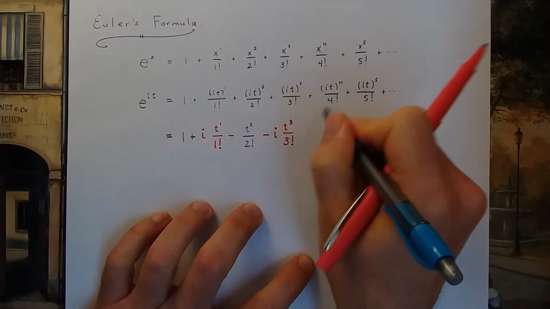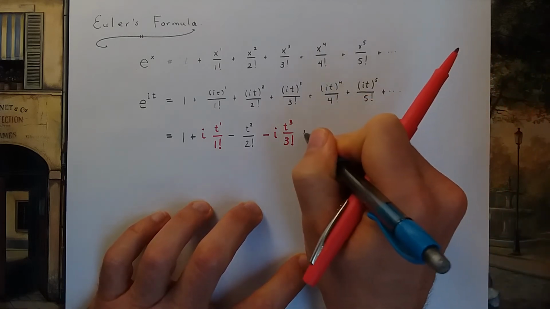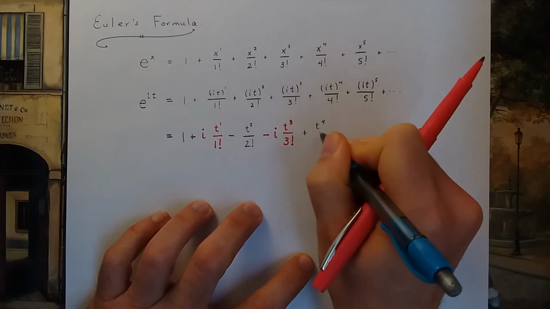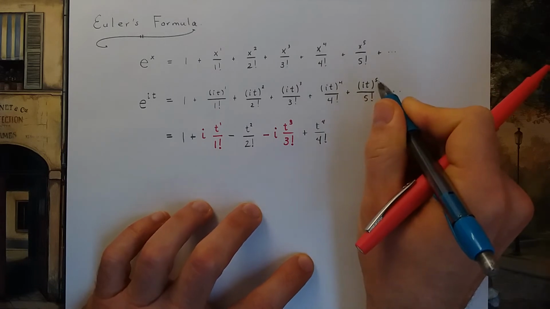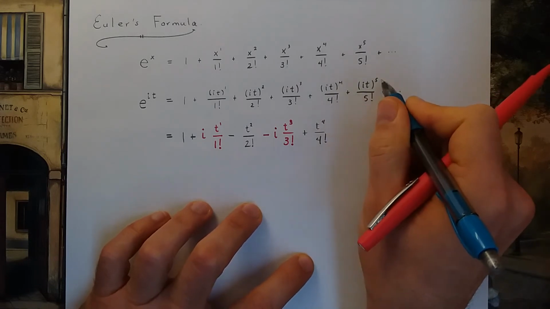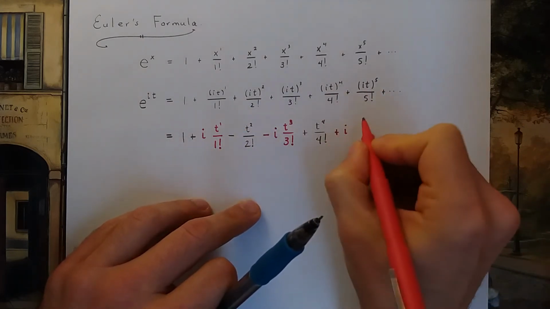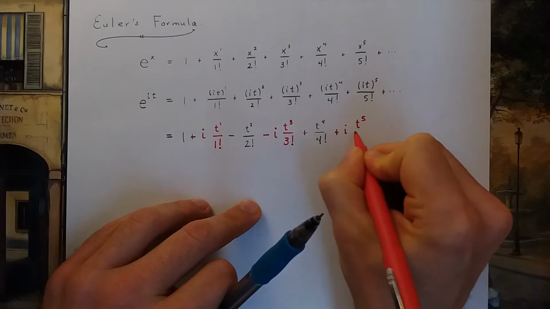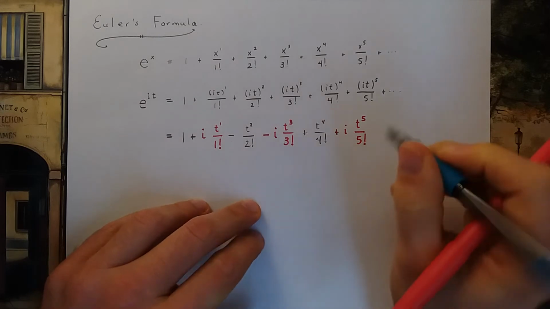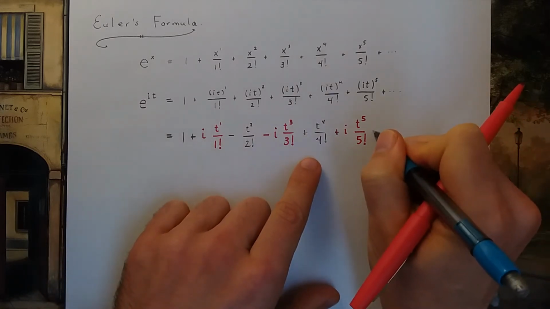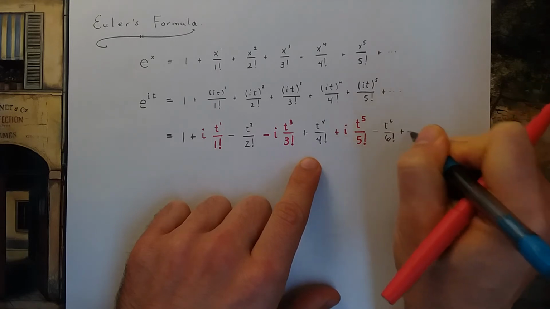The next has no i. i to the fourth power is 1. So that's just plus t to the fourth over 4 factorial. i to the fifth power is i again. So I'm going to write plus, in red, i t to the fifth over 5 factorial. And then you can keep doing this. The next term I think would be minus t to the 6 over 6 factorial. And you can keep writing things down.